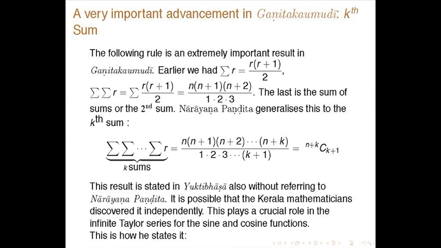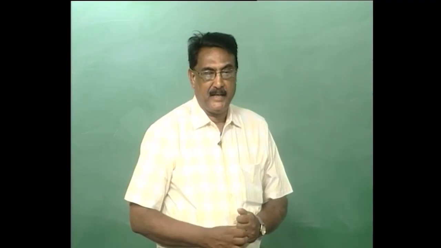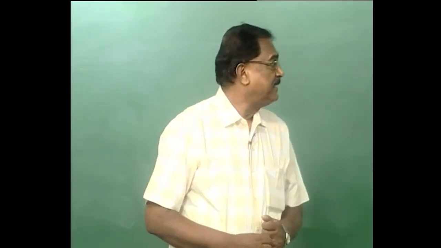So, Narayana Pandita generalizes this to the kth sum. Suppose you do it k times. Then that is equal to n into n plus 1 into n plus 2 etcetera up to n plus k, divided by 1 into 2 into 3 up to k plus 1. So, this is equal to n plus k C k plus 1. This is a very important result. It has not been stated earlier in Indian mathematics literature.